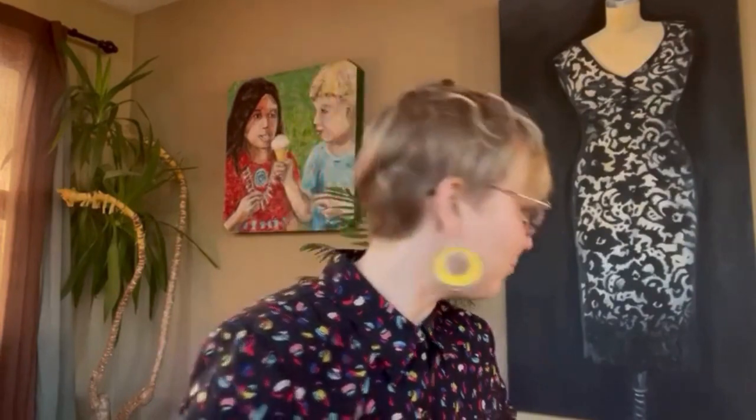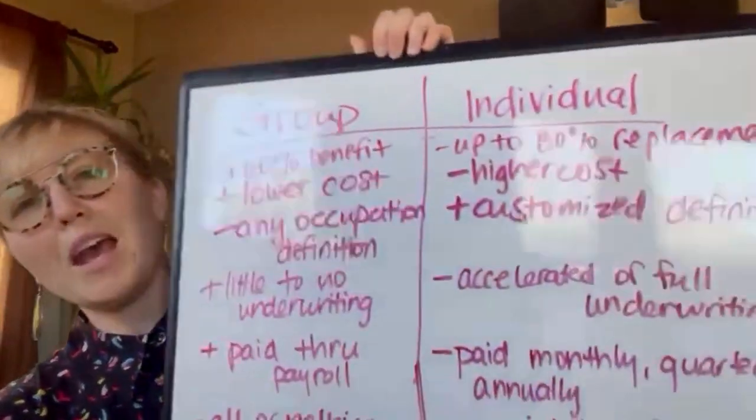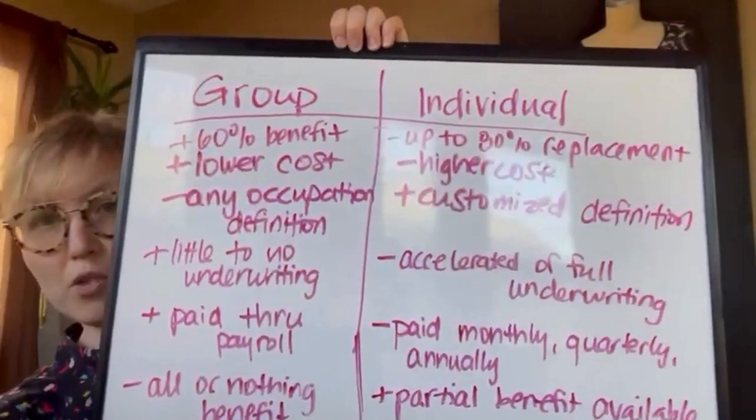This is where individual disability income insurance shines. Unlike group coverage, individual policies are tailored to meet your specific needs. They provide a higher degree of customization, ensuring that you have comprehensive protection that aligns with your unique circumstances. I actually have just some highlights here, where we have group coverage versus individual.